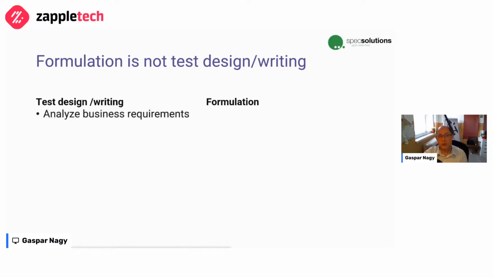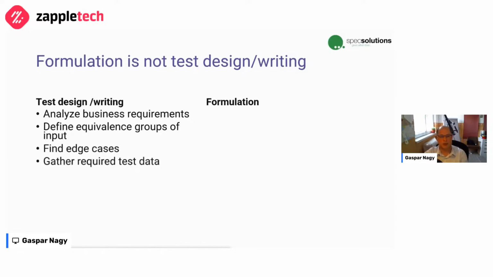So definitely when you do classic test design or test writing, you need to analyze the business requirements to be able to see what kind of tests you would like to define. You will probably do some testing techniques as well, like defining the equivalence groups of input, and maybe go ahead and try to find some edge cases, some special situations.